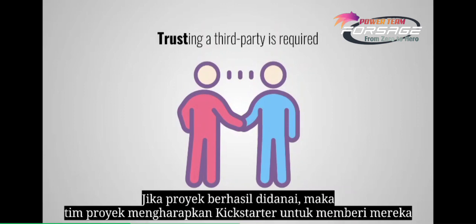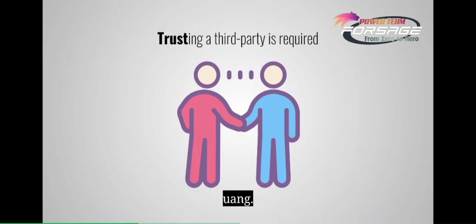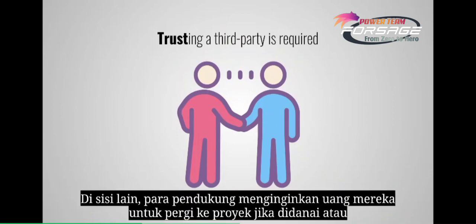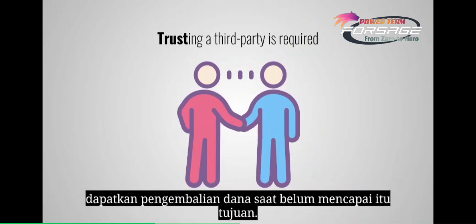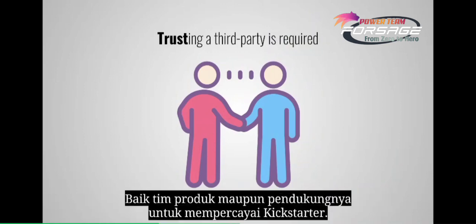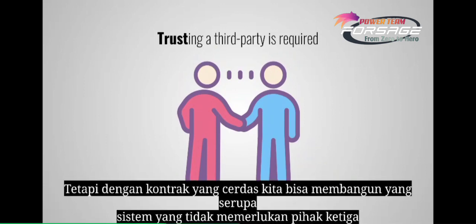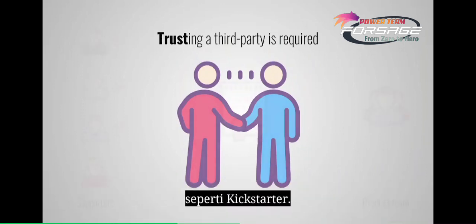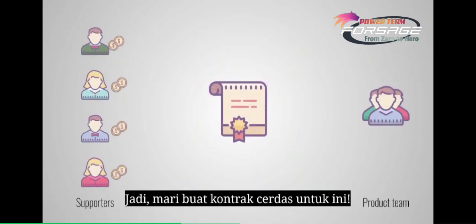If the project gets successfully funded, the project team expects Kickstarter to give them their money. On the other hand, supporters want their money to go to the project if it was funded, or to get a refund when it hasn't reached its goals. Both the product team and its supporters have to trust Kickstarter. But with smart contracts, we can build a similar system that doesn't require a third party like Kickstarter. So let's create a smart contract for this.